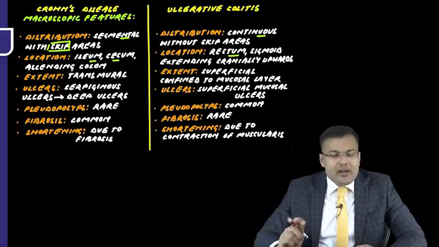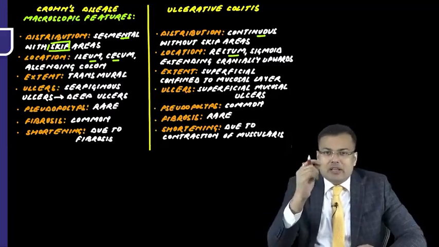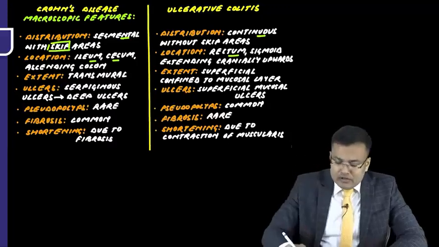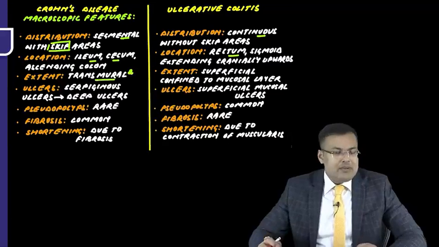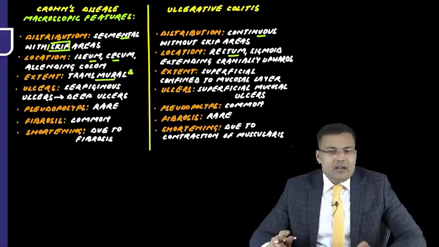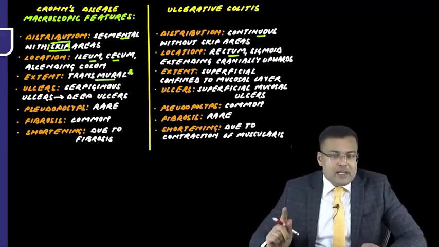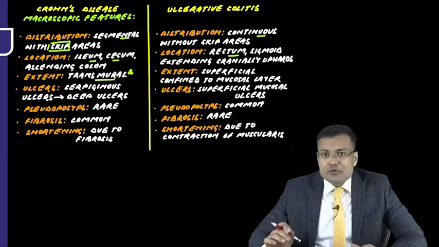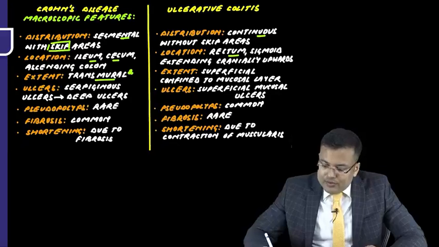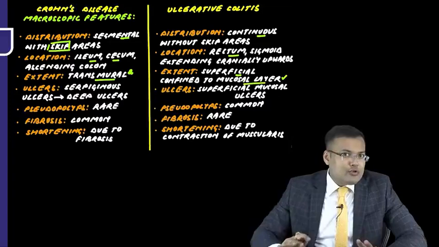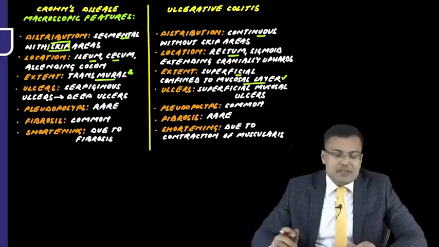Extent. You know that in Crohn's disease, all three layers of bowel are involved, means full thickness of bowel is involved. So this is transmural. But what happens in ulcerative colitis? Microscopically, there is involvement of only mucosa and submucosa. Macroscopically, it is superficial and confined to the mucosal layer. But microscopically, there is involvement of mucosa plus submucosa.